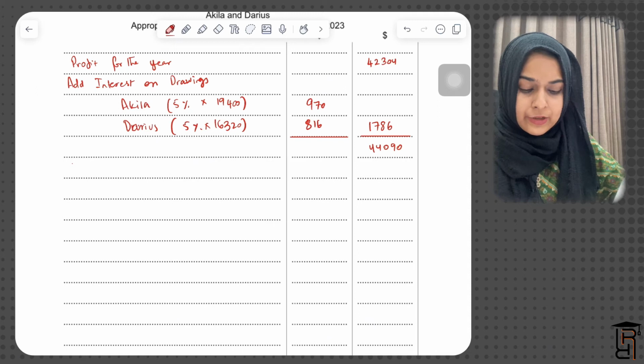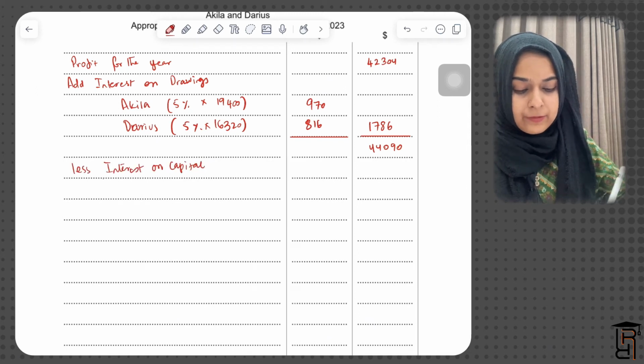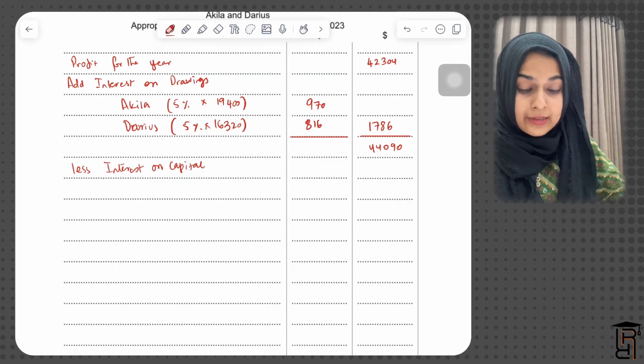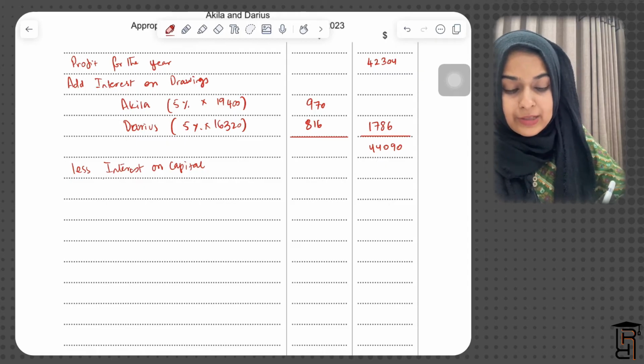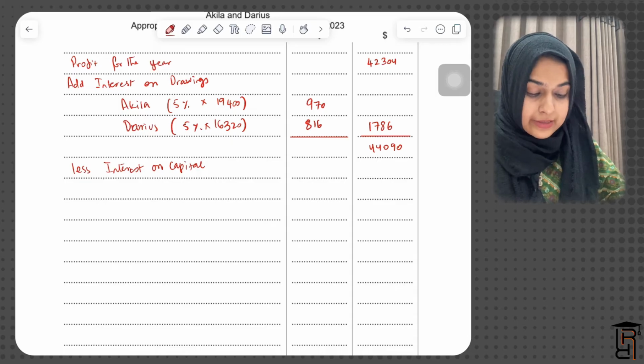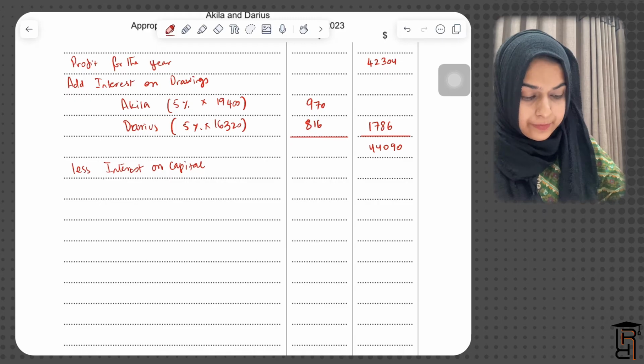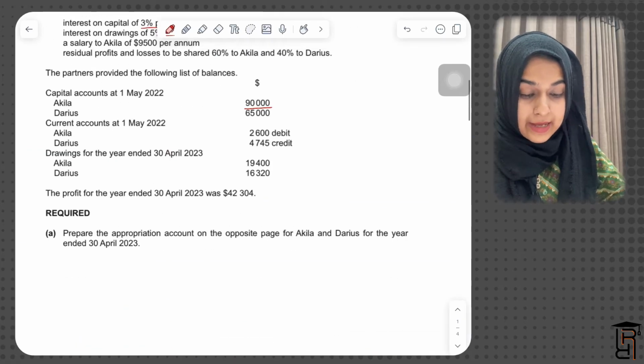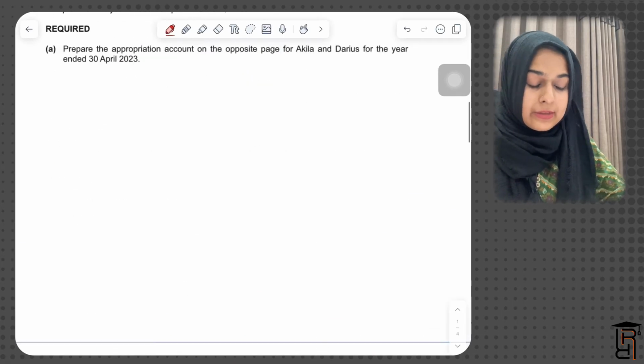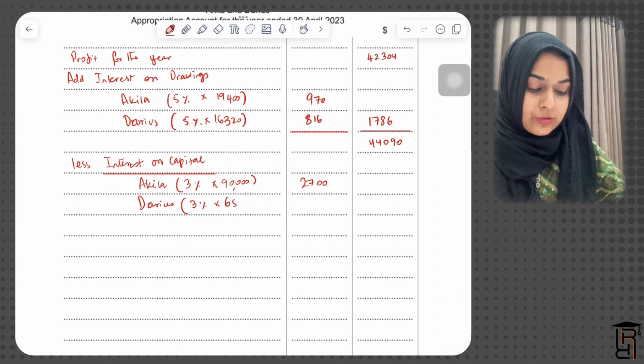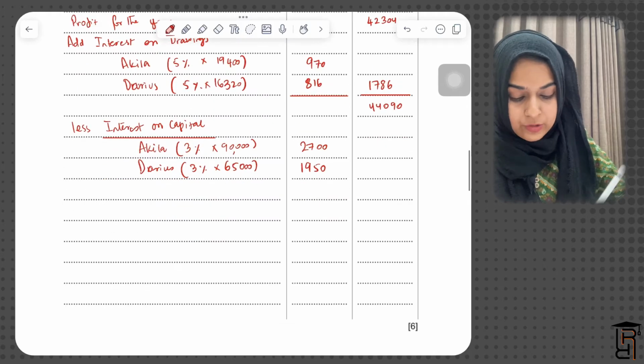So we'll write here less interest on capital, and then we need to calculate for Akila and for Darius. For Akila, the capital is 90,000, and the interest on capital is 3% per annum. So 3% of 90,000 gives me 2,700. Similarly, for Darius, I'll calculate 3% of Darius's investment, which is 65,000. 3% of 65,000 gives me 1,950.